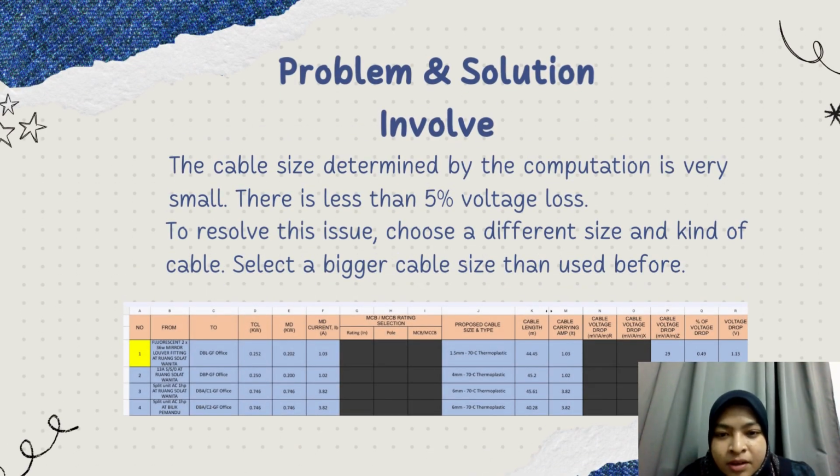The problem involved is that the cable size determined by the computation is very small. There is less than 5% voltage loss. Because of this issue, we choose a different size and kind of cable. Select a bigger cable size than used before to make sure the percent of the voltage drop is not more than 5%.